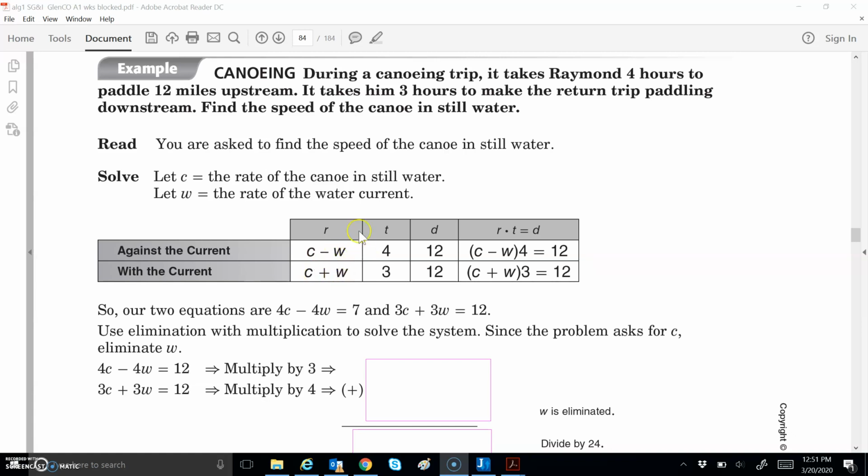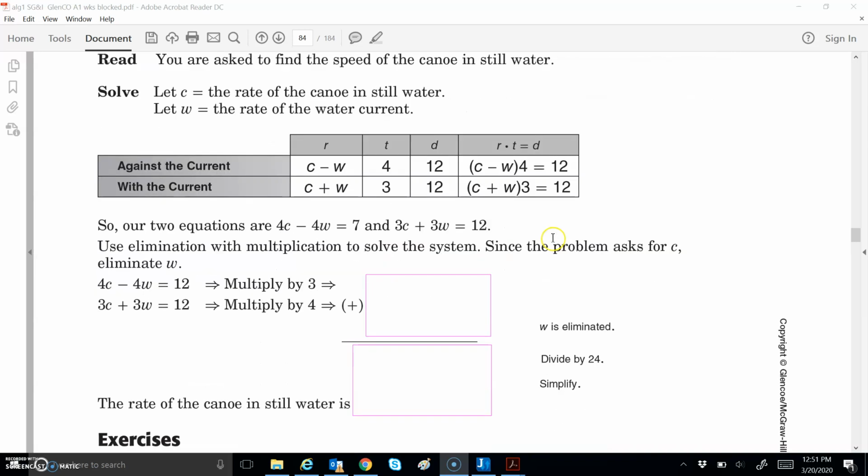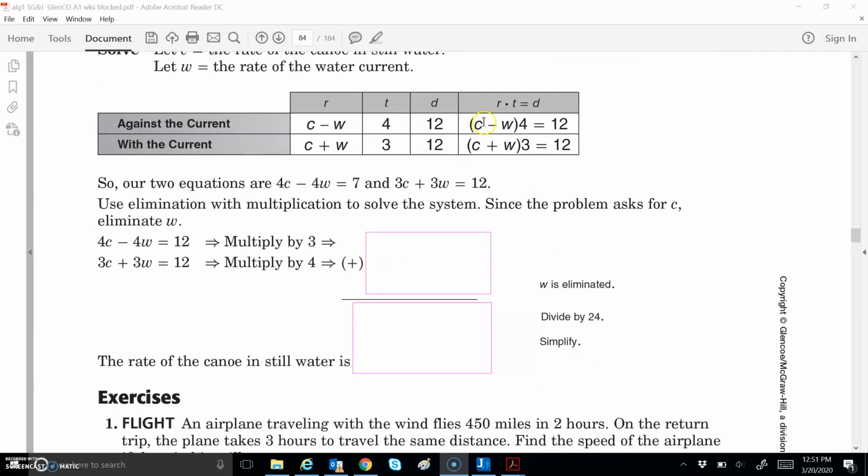Okay, so distance equals rate times time. That's what they're talking about here. So our rate, our speed, is our canoe speed minus the water speed, right? Because that's going to slow us down. With the current, it's our canoe plus the water, because that's going to help us out. So that's how they get these values. If we distribute, we get 4c minus 4w equals 12, and 3c plus 3w equals 12.